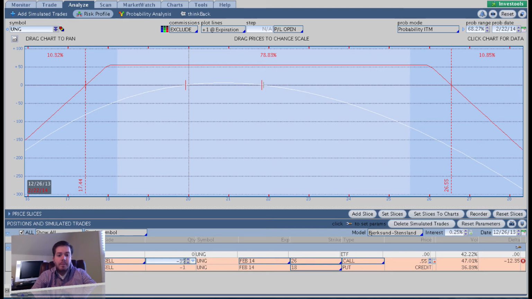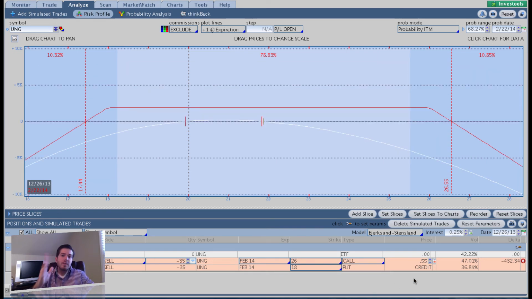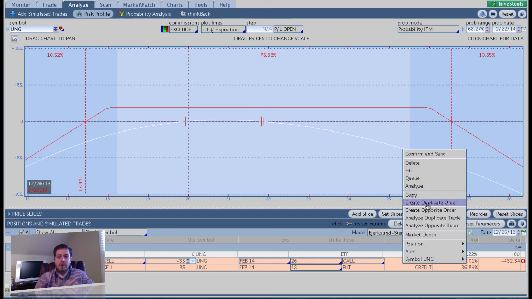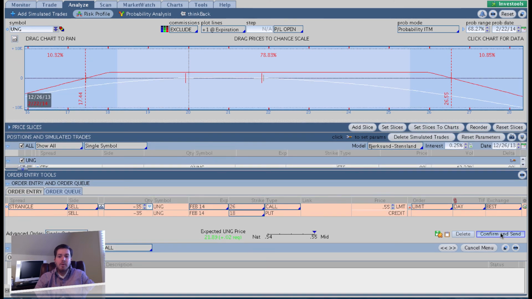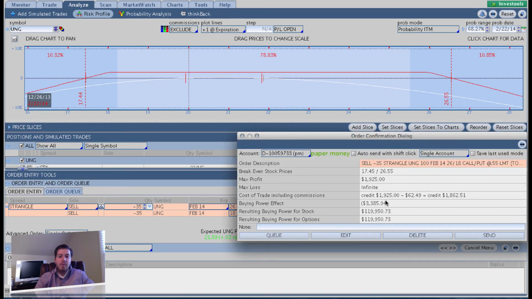Let's just do 35 for the sake of keeping things just a little bit below 5% portfolio allocation, not going outside our means. So create duplicate order once again. That's going to show you, if you go to confirm and send, your buying power effect has been modified to $3,385, which represents 5% of that $76,900 number. So that's the process that I go through for short strangles.